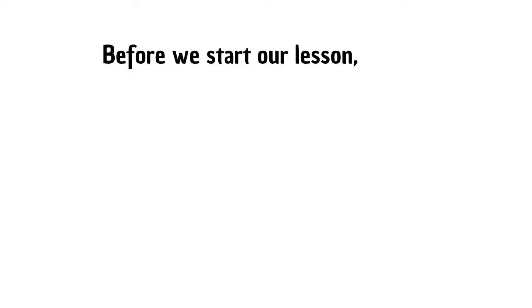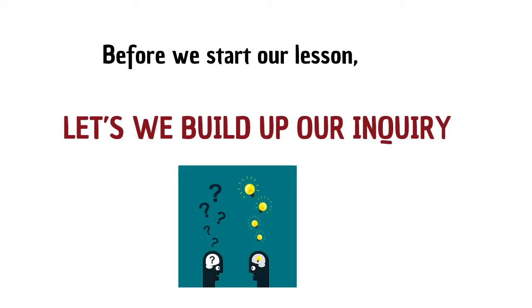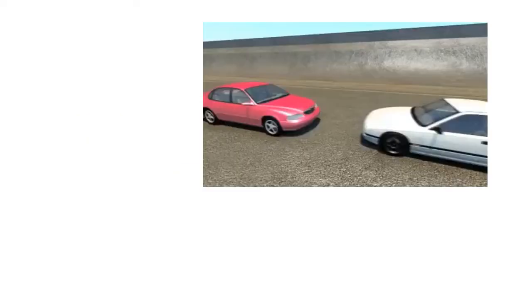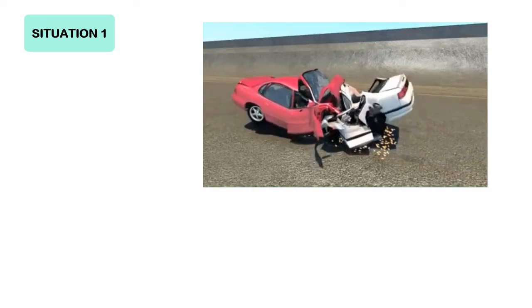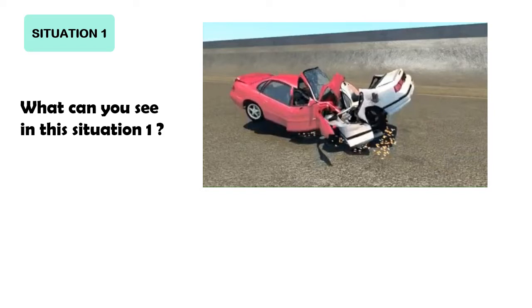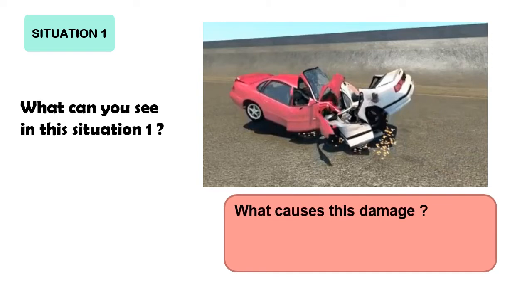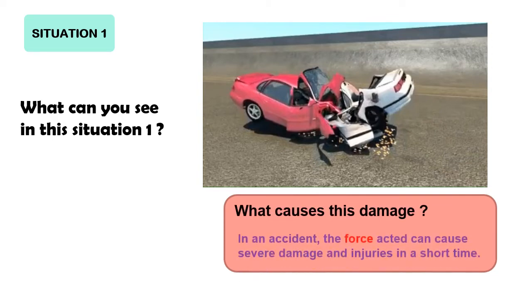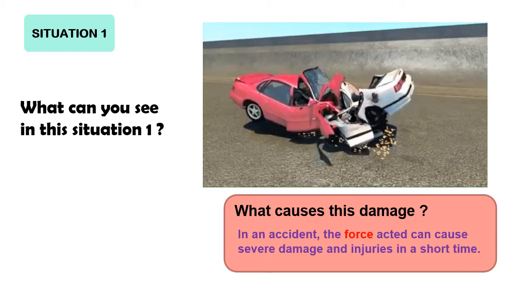Before we start our lesson, let's build up our inquiry. Next, we see a video clip on situation 1. What can you see in situation 1? Yes, you can see that two cars have collided and terrible damage happened. What causes this damage? In an accident, the force acted can cause severe damage and injuries in a short time. What force acted in a short time?